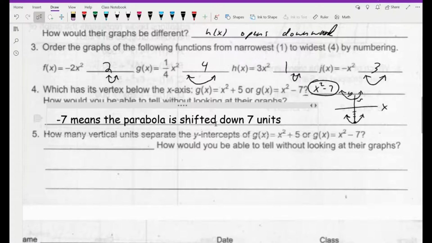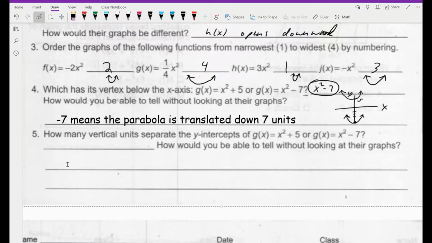When I say shifted, we could also say translated. Our notes' proper terminology is translated down 7 units. Now, how many vertical units separate the y-intercepts of x squared plus 5 and x squared minus 7? How far away would those two vertices be from each other? Well, one of them is going to be 5 units above the x-axis, and the other one will be 7 units below. So it would be 12 units.